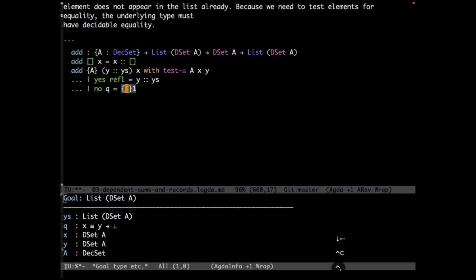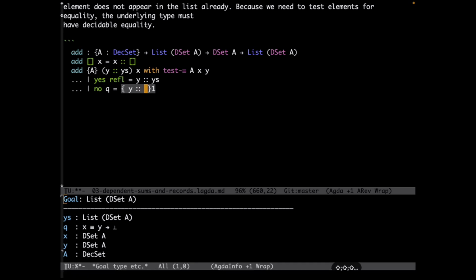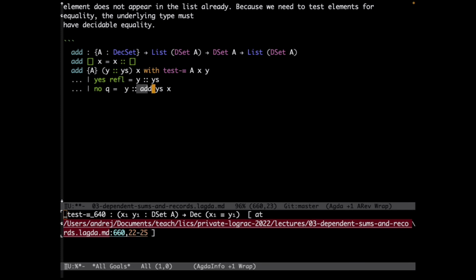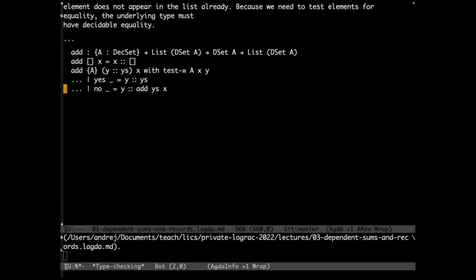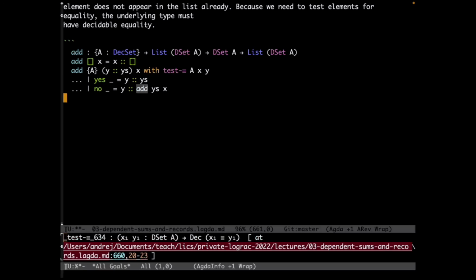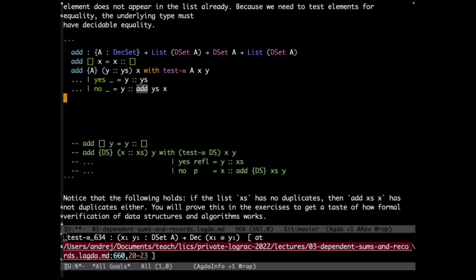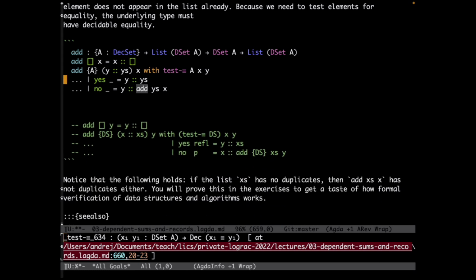What if they are not the same? If they're not the same, then I need to skip y, and then I add it to the rest. And now I see that I don't need to look at q, and I don't need to look at this. I don't need to look at the reasons. Did I create the same code twice? Yes, except that this one here, it's called ds. It's called A here. Okay, so up to alpha renaming, it's the same thing.